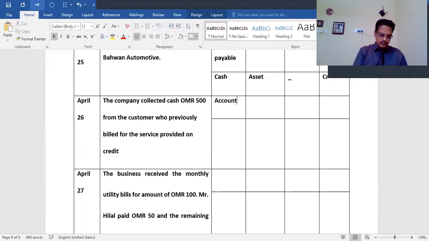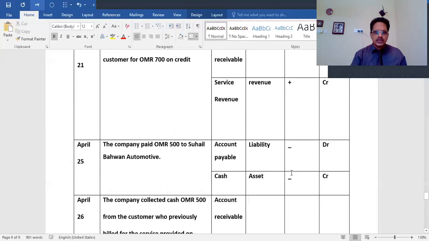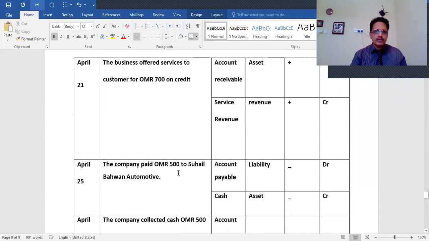Account receivable and cash, these are the two accounts. Account receivable, because you provided service before. If you check, you will see that entry. You provided service, because you can check, the date is not given. You can check the provided service. Here it is, the company paid now.